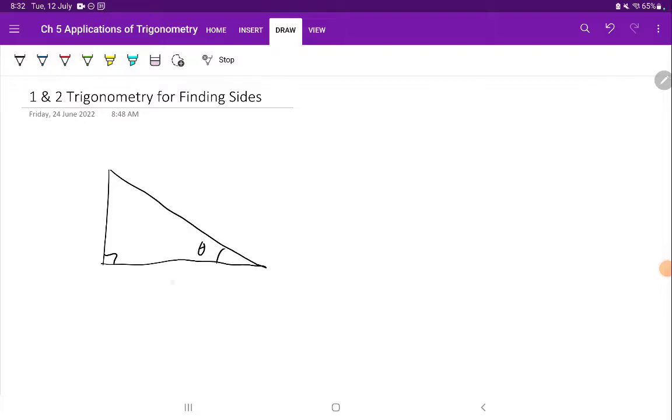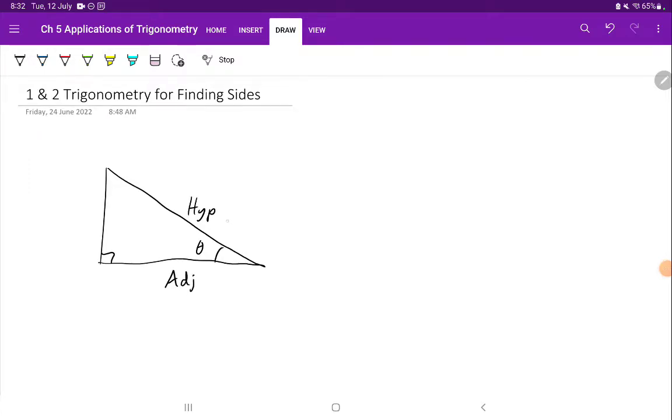So there is the adjacent side, and it is adjacent to the angle because it's next to it. But this side is also adjacent. The difference is that it's also opposite the right angle, and it's the hypotenuse. The hypotenuse is the longest side of the triangle, and the longest side of a triangle is always going to be opposite the right angle.